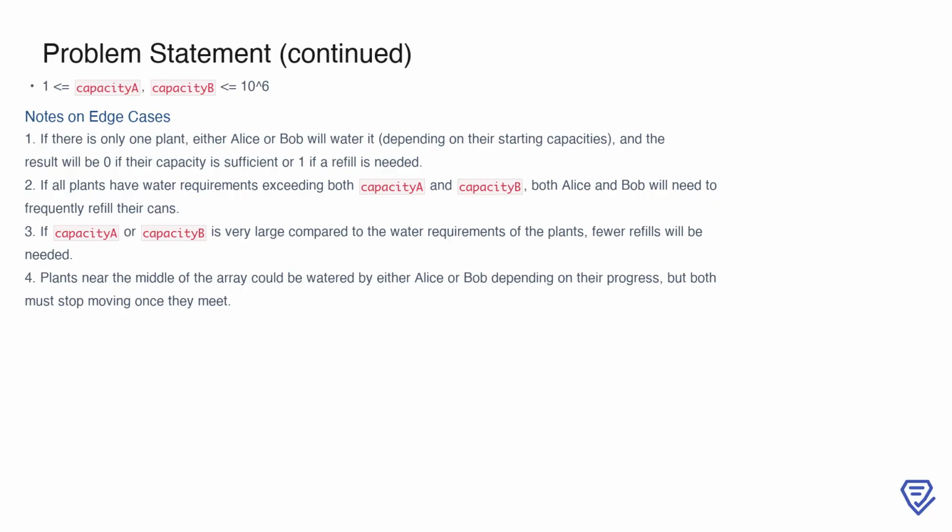Additionally, we must consider other edge cases, such as when plant water requirements exceed both capacity A and capacity B, leading to frequent refills, or when the capacities are very large, resulting in fewer refills. Another scenario to consider is when Alice and Bob meet near the middle, where their progress determines which plants they water. These constraints and edge cases ensure that the solution we craft is comprehensive and efficient for all possible inputs.